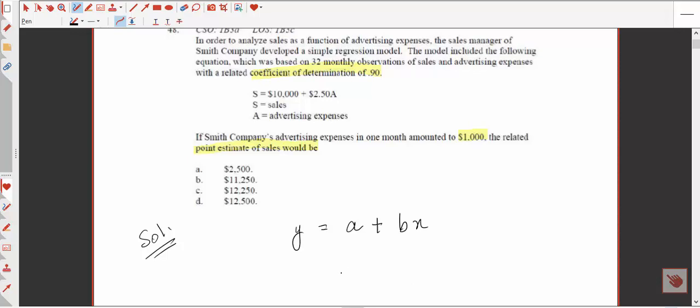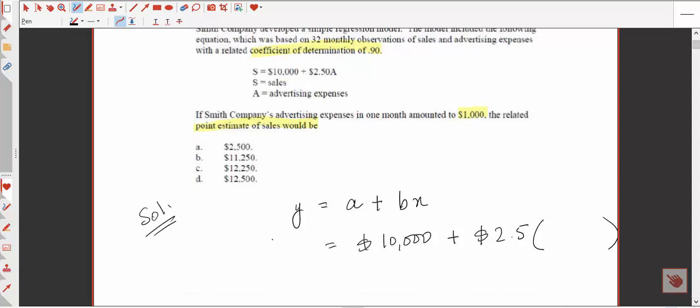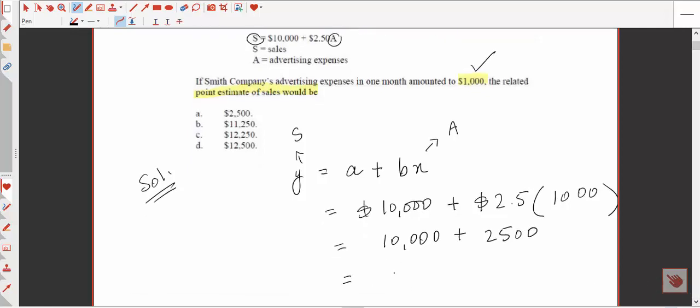Anyways, they have written S = 10,000 + 2.5A. Now I told you a is a constant coefficient, which here is 10,000. B is 2.5, which is the variable coefficient. We need x. Now I told you that sales is dependent on advertisement, right? So y is sales and x is advertisement, which they have denoted here as S and A. Now they are giving you the advertisement expense in the question, which is 1000. So if we do this calculation, we get 10,000 + 2,500, and effectively you will get 12,500, right? So the answer is D.